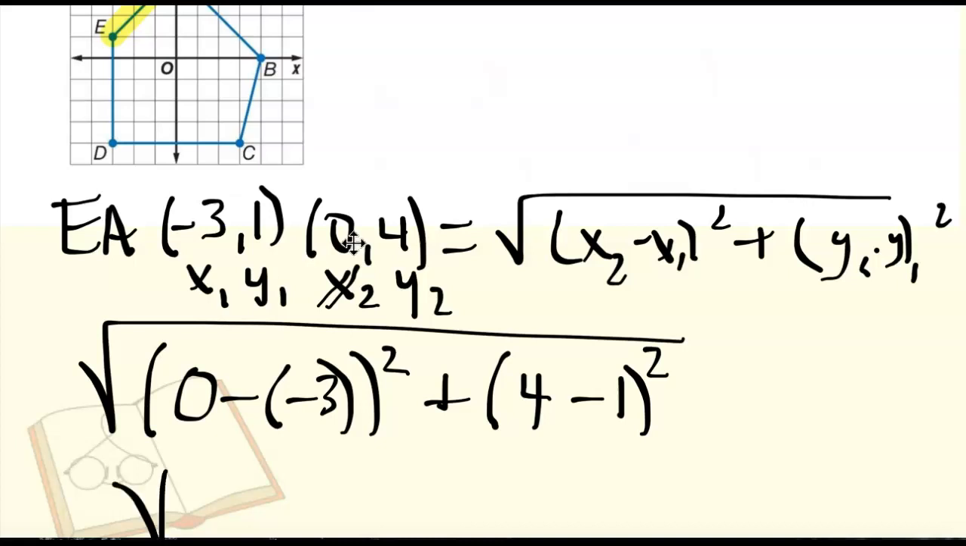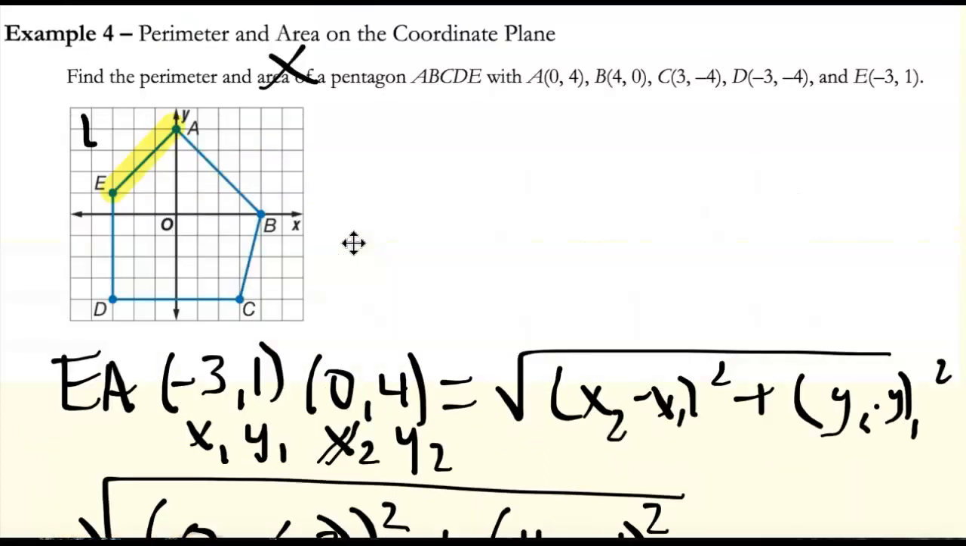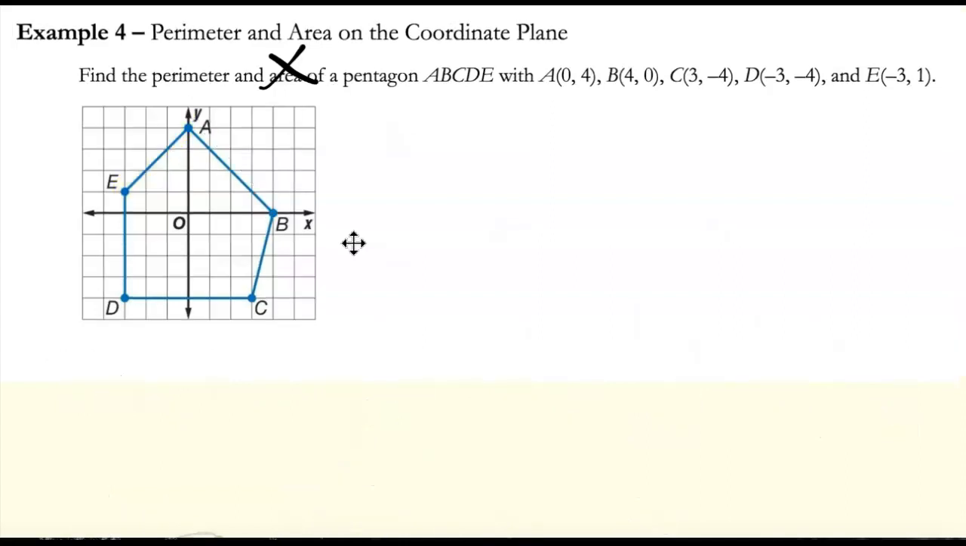Just make sure your math is correct. This would give me a 3 squared underneath here, plus another 3 squared, which is going to be 9 plus 9, or the square root of 18. And that comes out to be approximately, and we're going to round to the nearest tenth, 4.2. So this one up at the top is going to be 4.2, but we still need to find these other pieces here, and we're going to use that distance formula again.